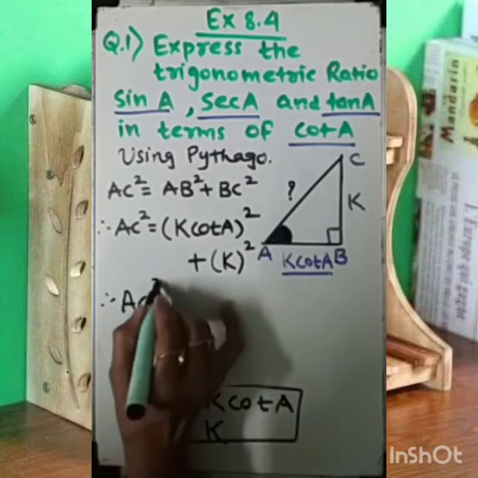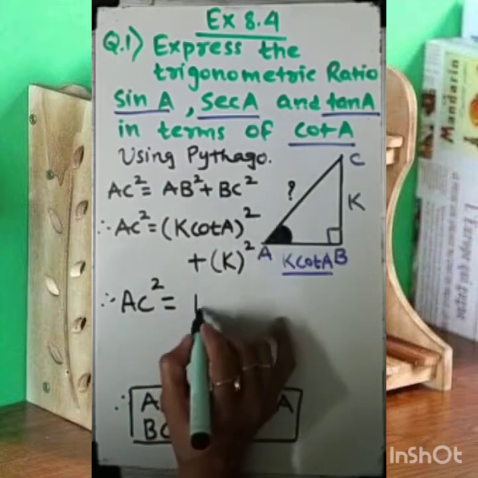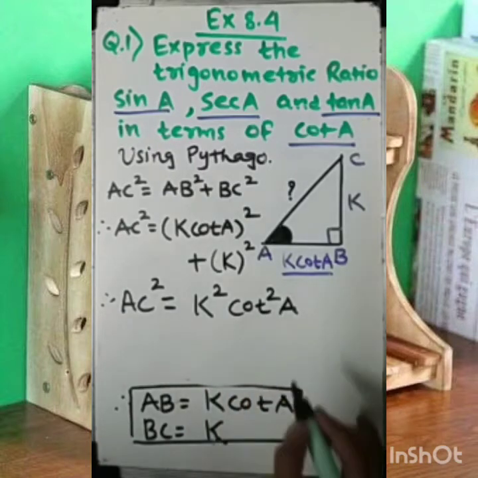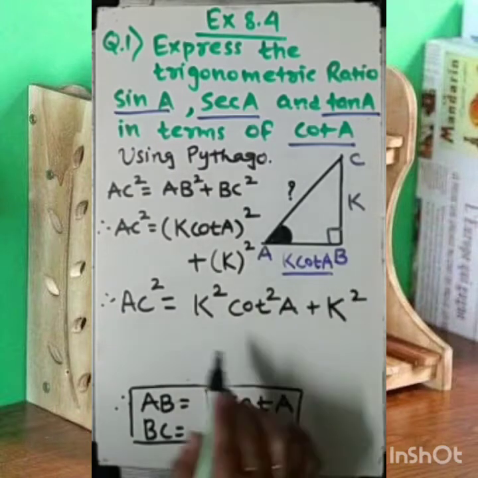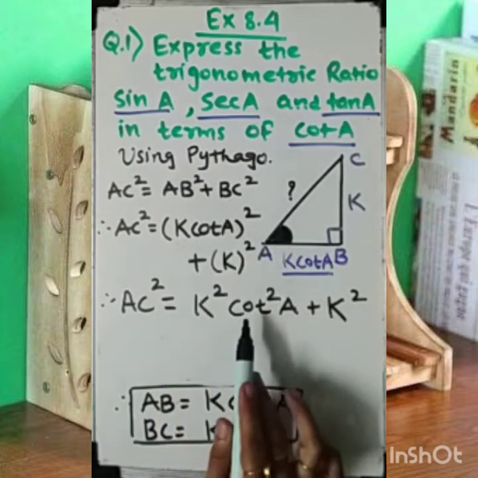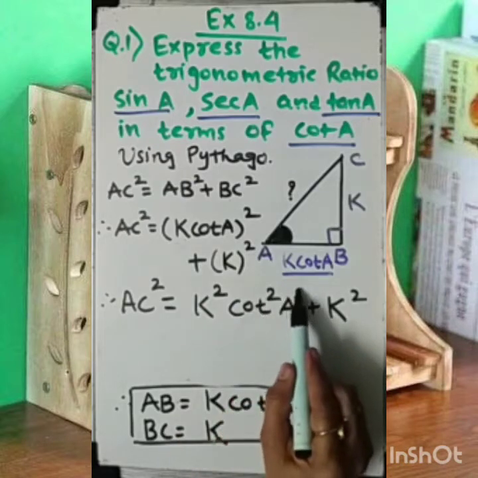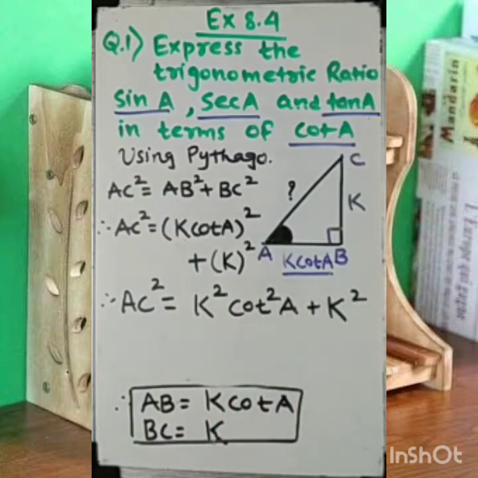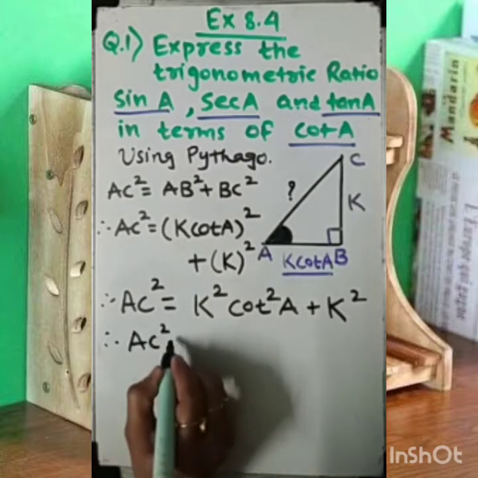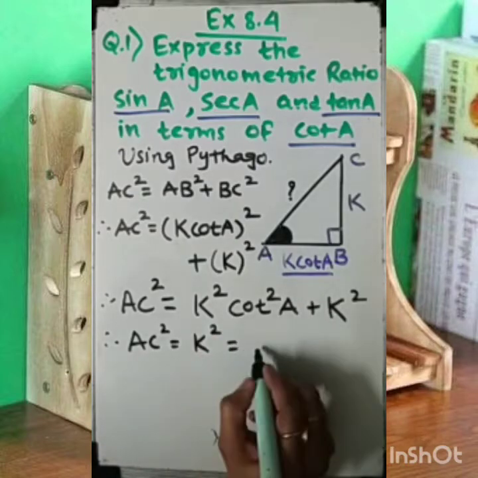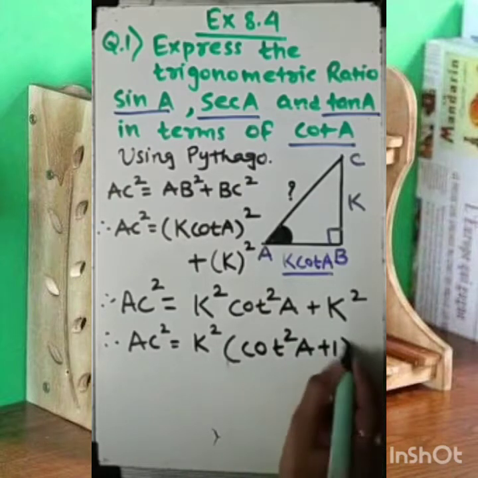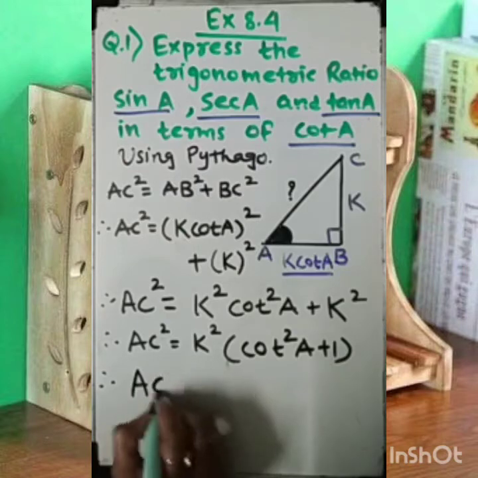Therefore, AC square equal to K cot A square means square of K square also and the square of cot square also, and plus K square is already there. Please you need to understand K cot A is the square of this K constant term also and this cot square A. You do not have to write cot A square, that is wrong. I taught you, okay? So now can I take K square common? So what do I have? If I take K square common from this, then of course it will be inside the bracket cot square A plus 1.